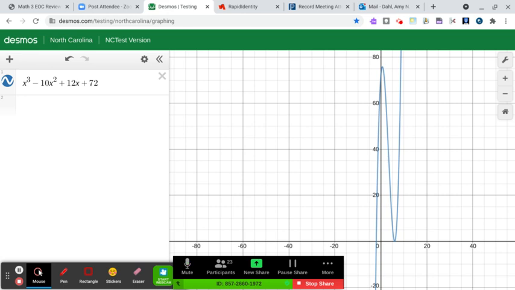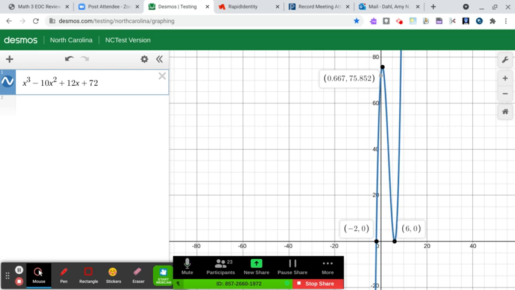Okay, so this is a cubic polynomial. It has a degree 3. It has 2 turning points. Its relative maximum is 0.667, 75.85. Its relative minimum is 6, 0. It has a zero of negative 2 with a multiplicity of 1. It has a zero of 6 with a multiplicity of 2.